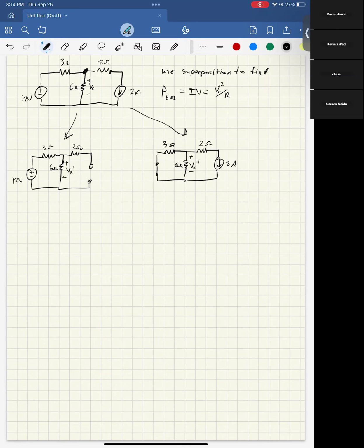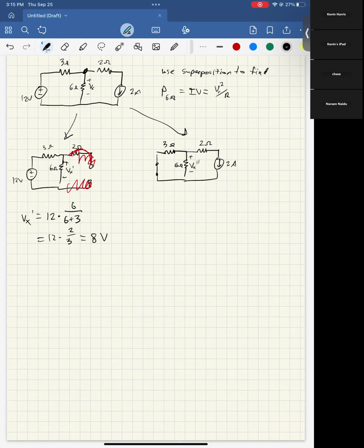So how do we go about this? For this first one, there's no current flowing through this part of the circuit. It's broken, so we can just completely ignore that, which is very nice. Then we just have a voltage source and two resistors, so we can just do a voltage divider. So Vx prime is going to be equal to that voltage source times that 6 ohms over the total resistance, which is 6 plus 3. This is going to be 12 times 2/3, which gets you 8 volts. So that's our Vx prime.